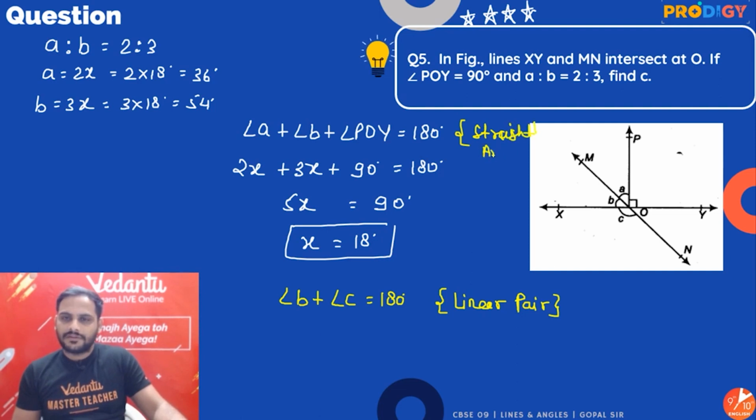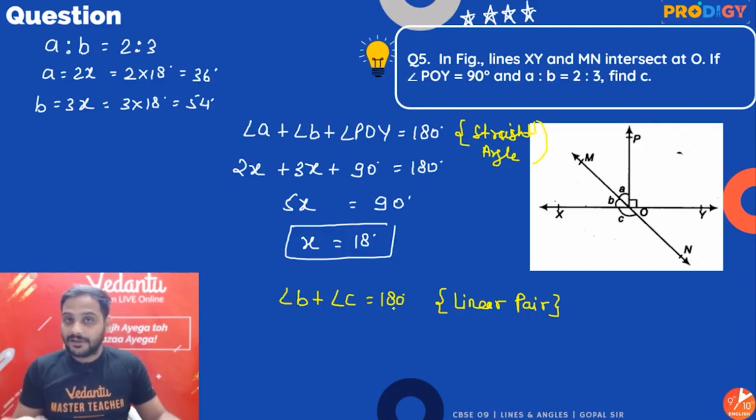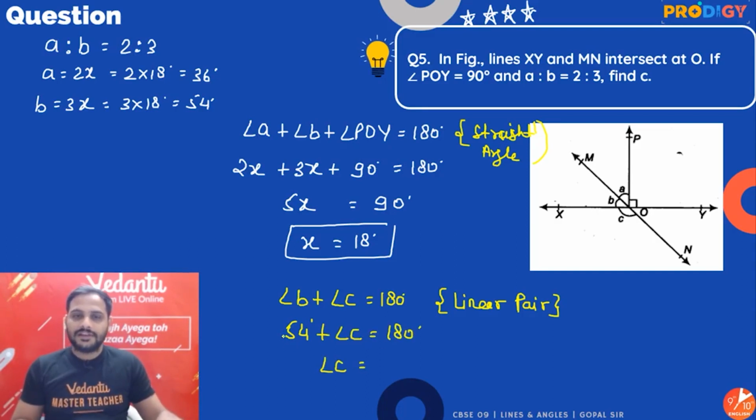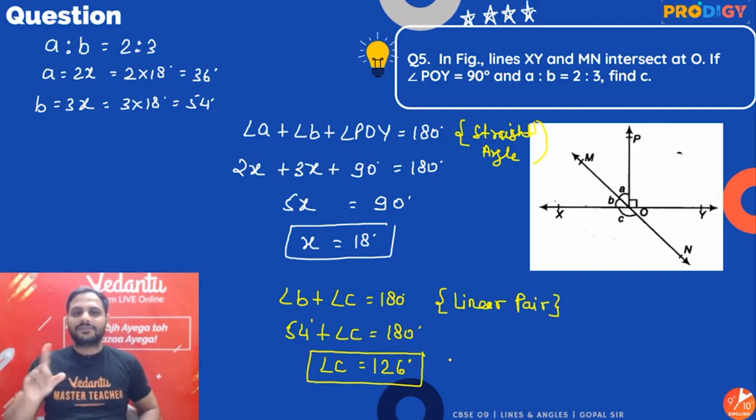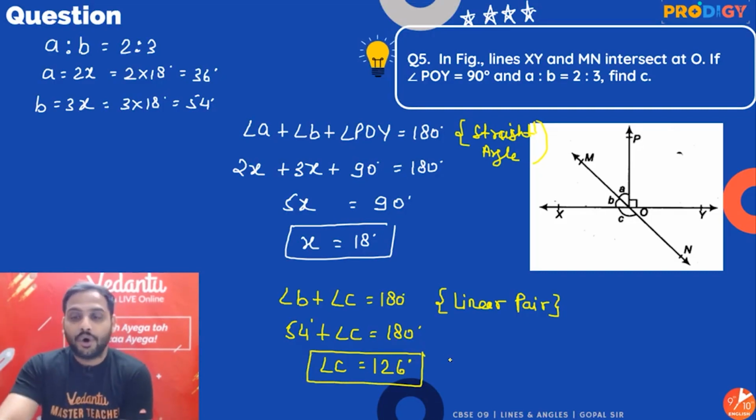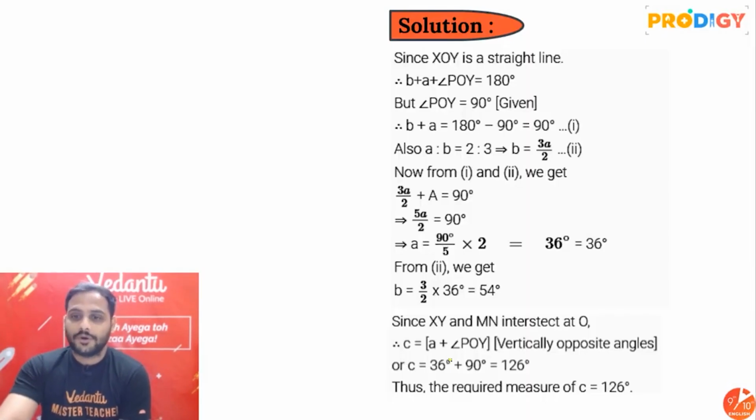Okay, straight angle because it was forming a straight line. So angle B plus angle C is 180 degrees, angle B is 54 plus angle C is equal to 180. So from here we will get angle C as 180 minus 54, which will be equal to 126 degrees. So angle C is 126, angle A is 36, angle B is 54. All three values we have got.